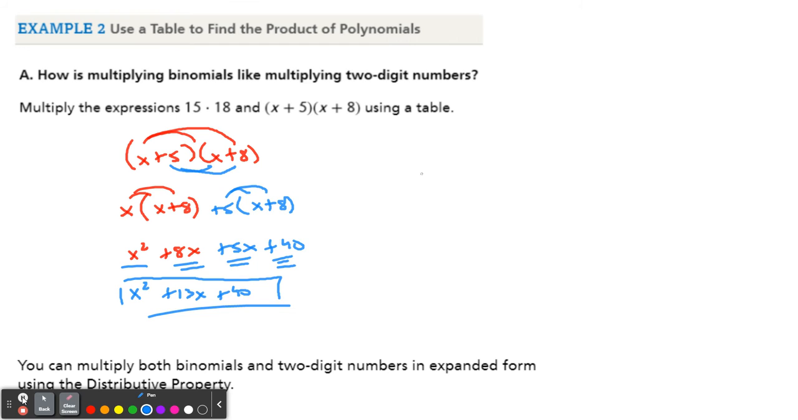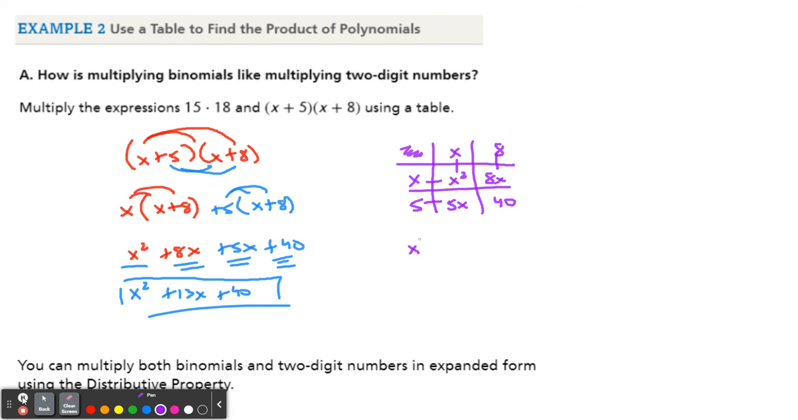Now again, we can set up our tic-tac-toe grid over here, just like we did for the 2-digit numbers. Again, tic-tac-toe, 2 lines, 2 rows. This table stays empty. I'm going to put the x and the 5 here, the x and the 8 there. And again, you multiply down and across. x times x is x squared. x times 8 is 8x. Multiply down and across. x times 5 is 5x. Down and across. 5 times 8 is 40.